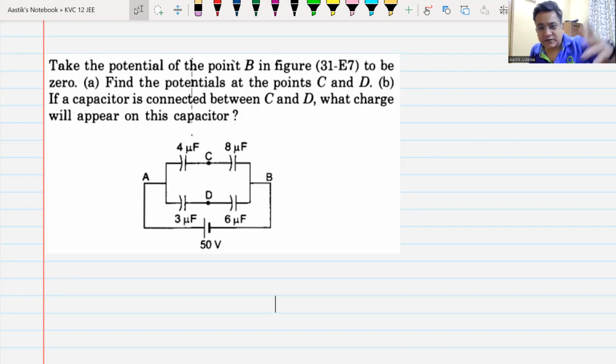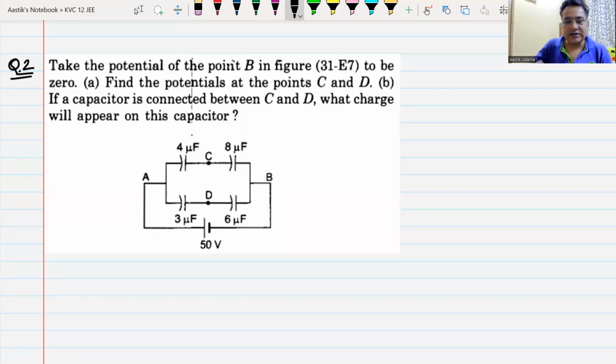Somewhere around 15, 16, one third approximately. So, this is the question. Take the potential of point B in the figure to be 0. Find the potential of point C and D. If a capacitor is connected between C and D, what charge will appear on the capacitor? You have 2 minutes to get me the answer.